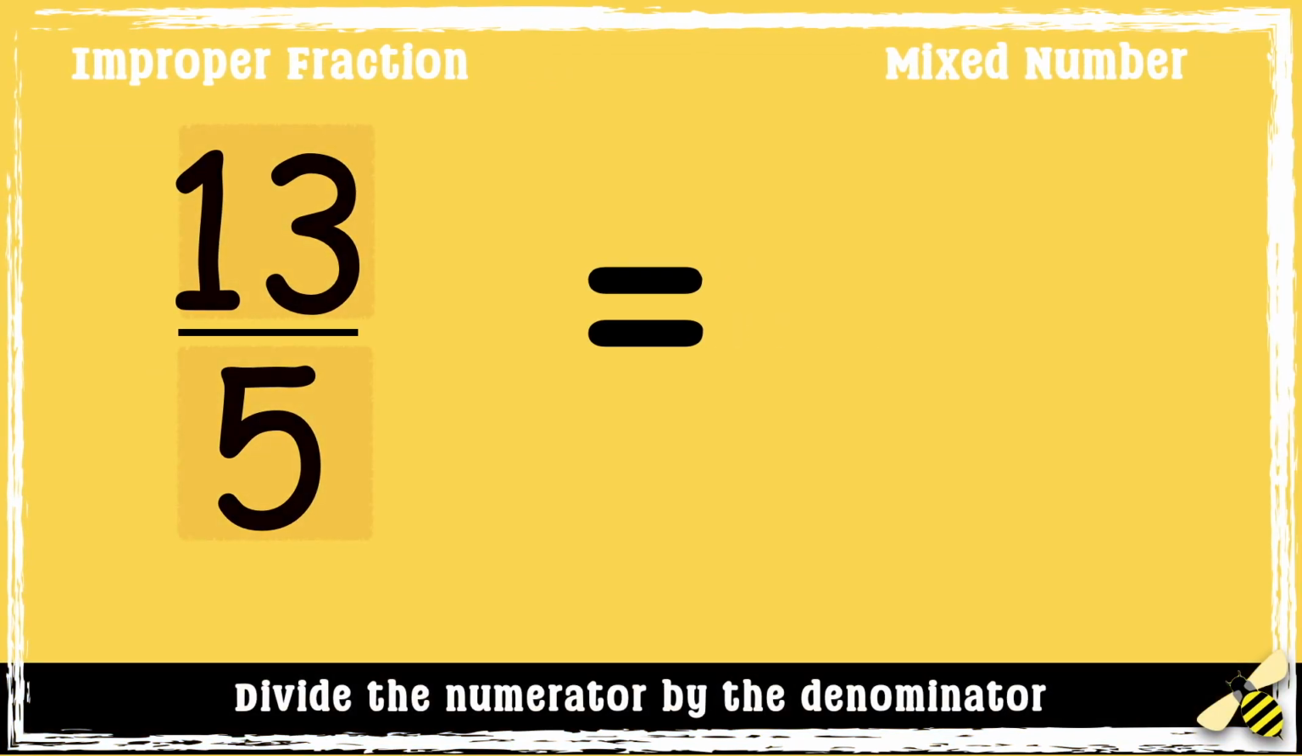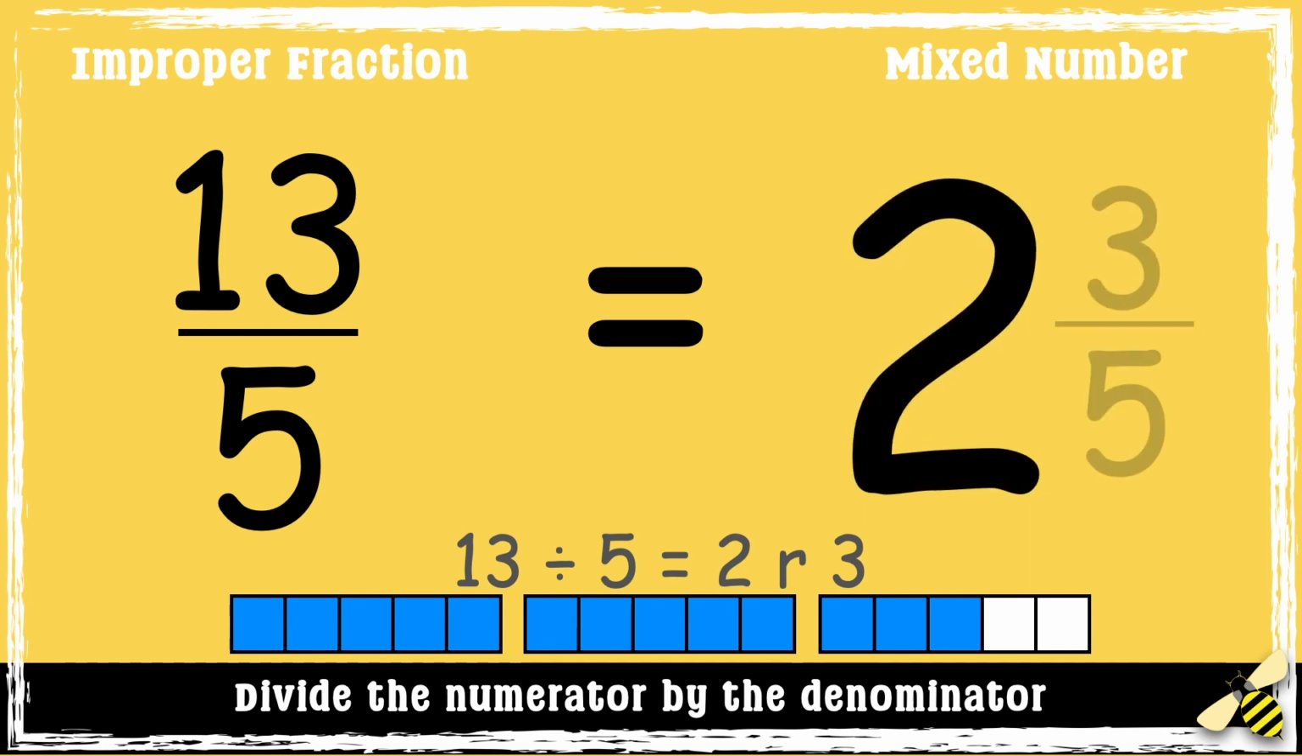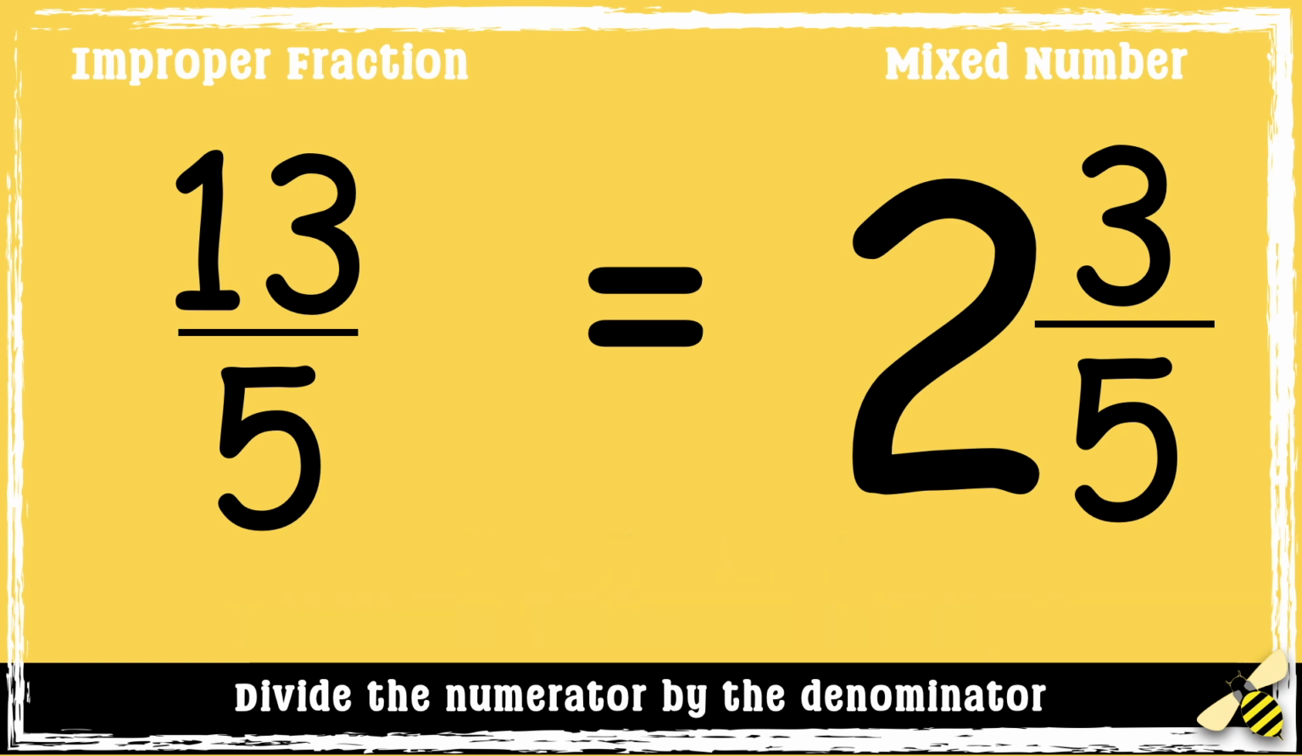So let's have a look at another one. So remember, we need to divide the numerator by the denominator. So 13 divided by 5 equals 2 with 3 left over. So we have 2 wholes and 3 fifths left over. So 13 fifths is equivalent to 2 and 3 fifths.